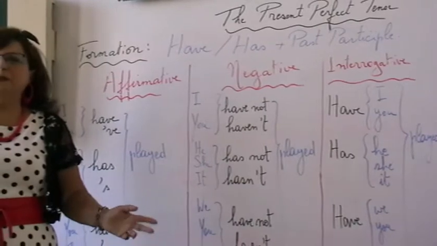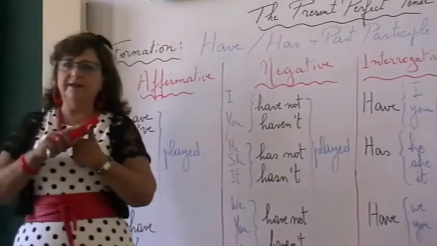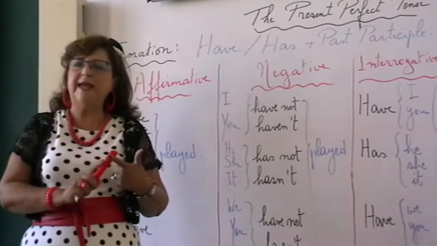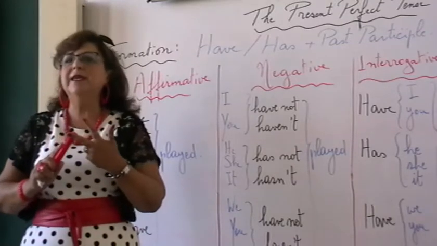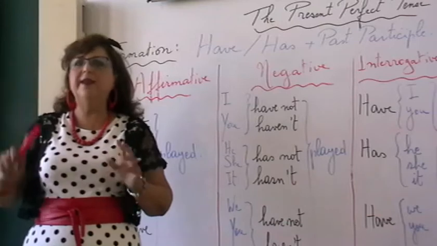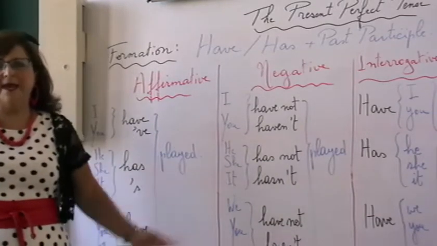Now, what is the past participle of a verb like, for example, eat? You have eat, this is the infinitive, ate, A-T-E, this is the past simple tense, and then eaten, E-A-T-E-N, this is the past participle. So remember, the third one is the past participle. Alright, now let's have an example verb to play.